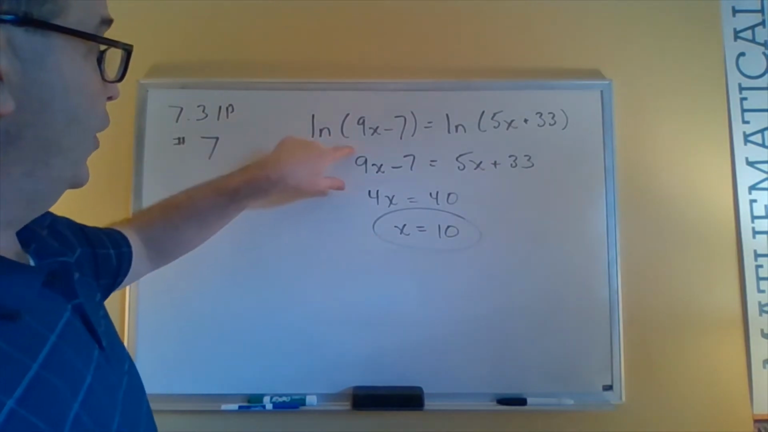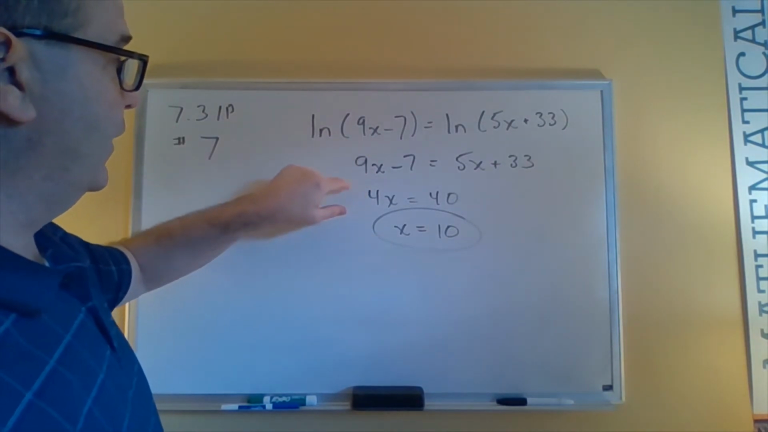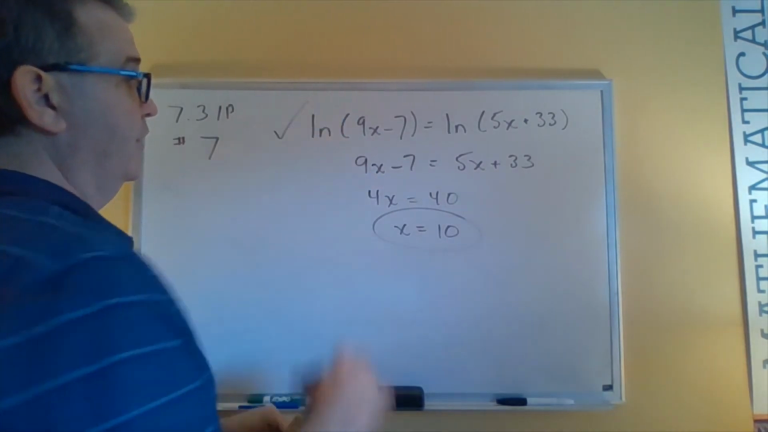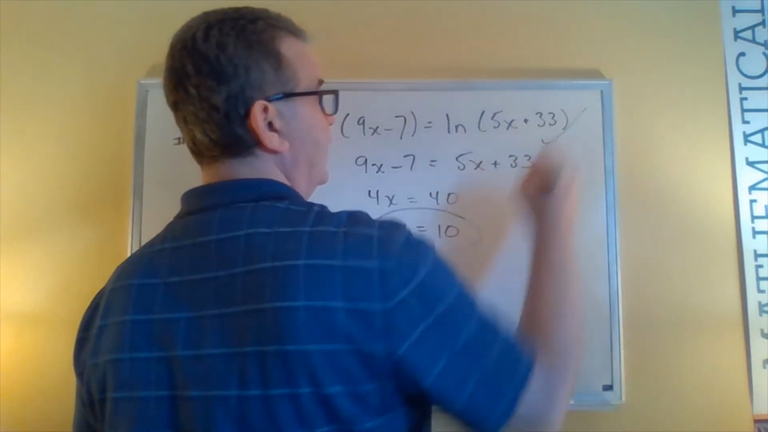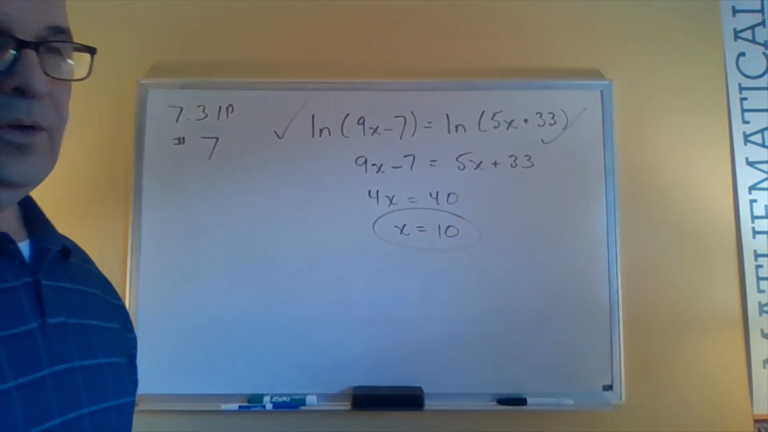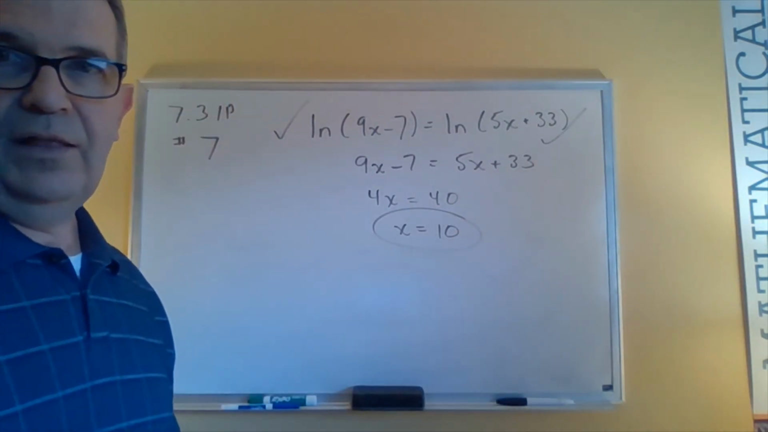So when I plug 10 in here, I get 90 minus 7. That's positive. So I'm good on this side. When I plug 10 in over here, I'll get 50 plus 33. So I'm positive over there as well. So x equals 10 is a valid solution.